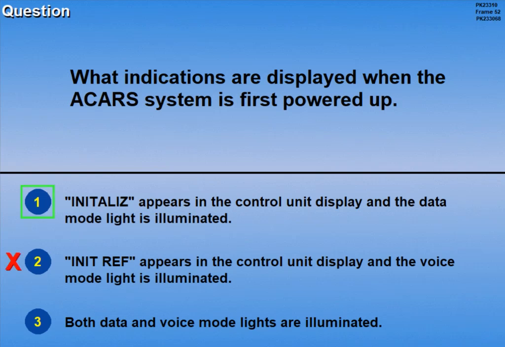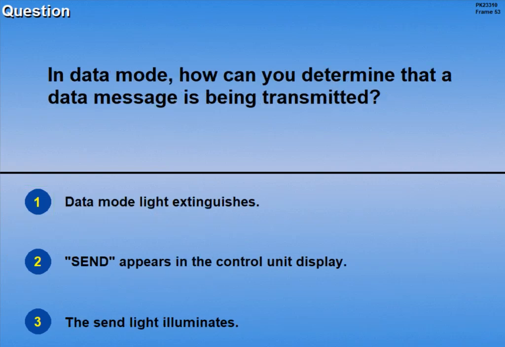When the system is first powered up, in data mode, the send light illuminates anytime a crew-initiated or auto message is being transmitted to a ground station.